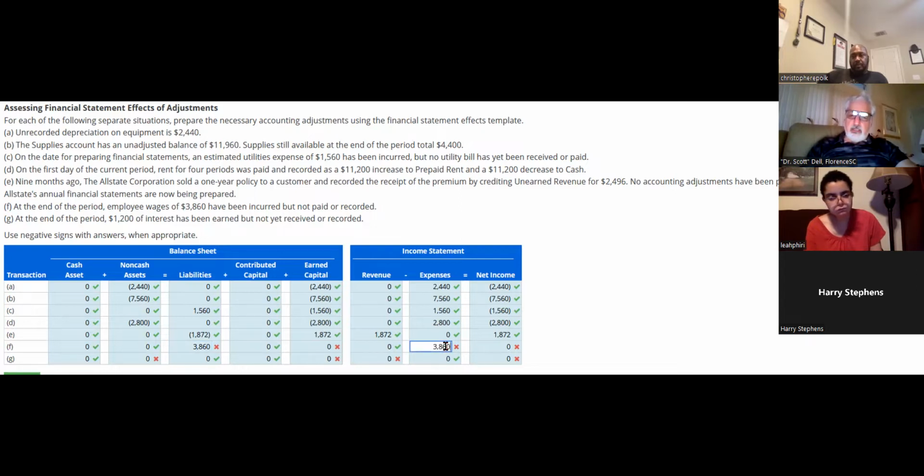How does that impact net income? Negative 3860. And how does that impact earned capital? Negative 3860. Down she goes. So I've got a liability that's up and an equity that's down, and I'm in balance. Let's double check it. We're good to go.